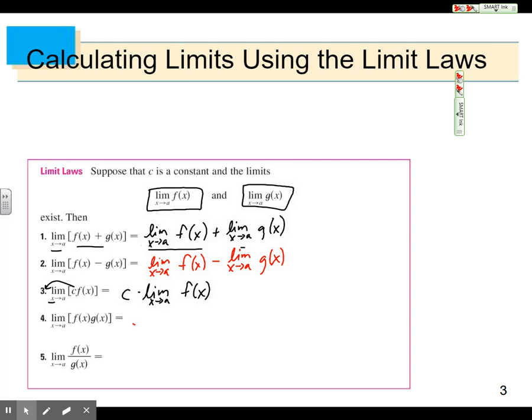The limit of the products is going to be the product of the limits. So again, it distributes nicely into all of these, just the way that you hoped it would, the way it hopefully makes sense to you. And finally, if I have the limit as x approaches a of a quotient, it does go to the top and the bottom. But of course, you have to be careful. You have to assume that g of x is not your zero function.